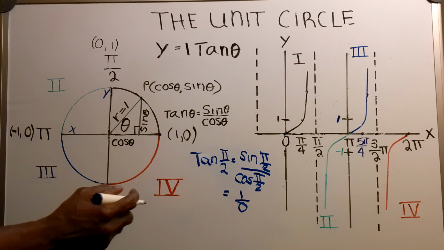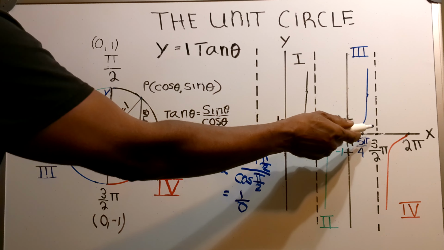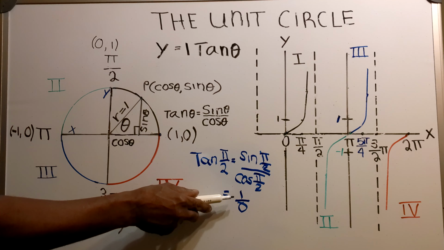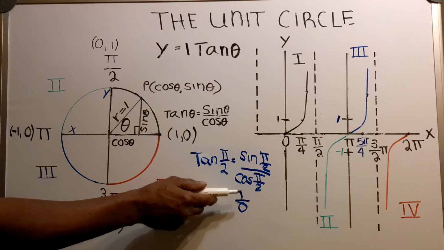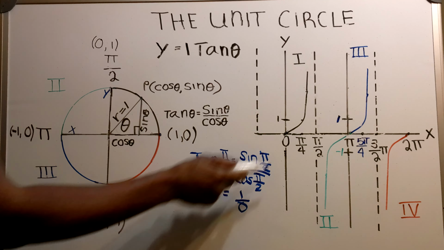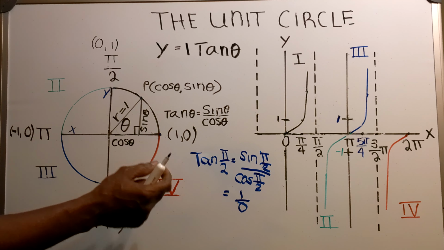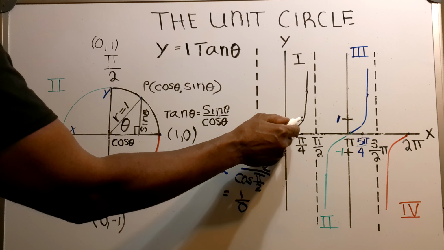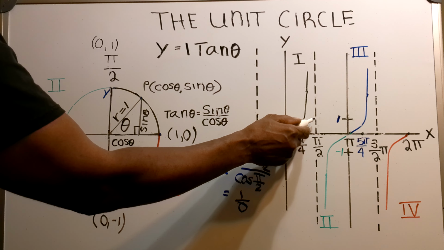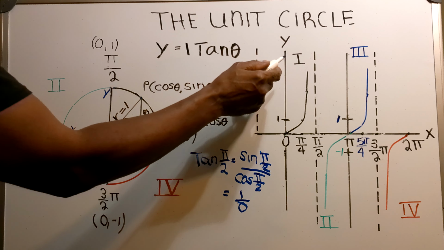So the reason why the graph will never touch any one of these dotted lines is because you have a 1 over 0, a 0 in the denominator, which means that you cannot plot this point on this graph. Now what can happen is this side of the graph can come very close to pi over 2, but it will never really touch it, and it will just keep going to infinity.